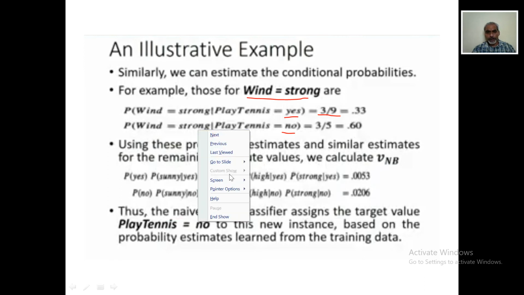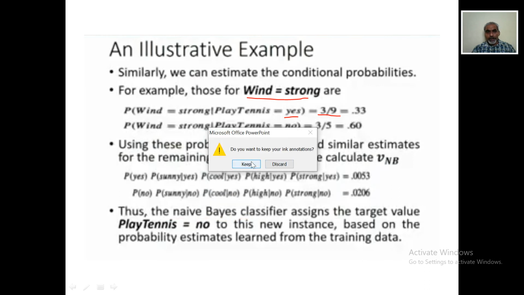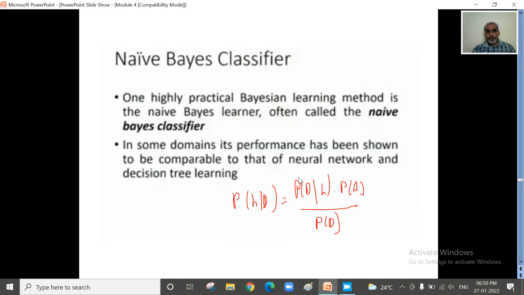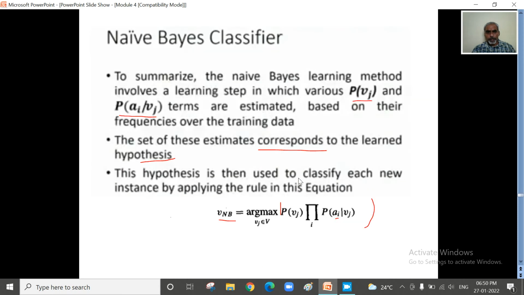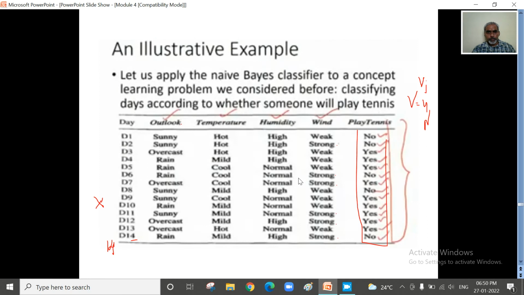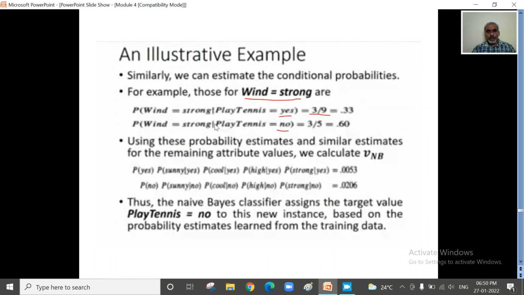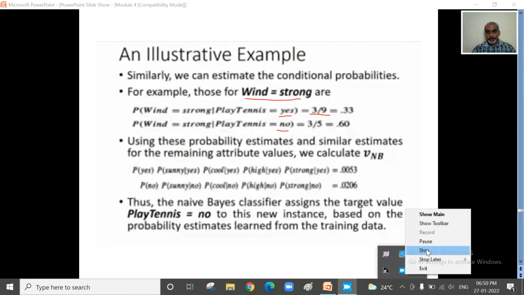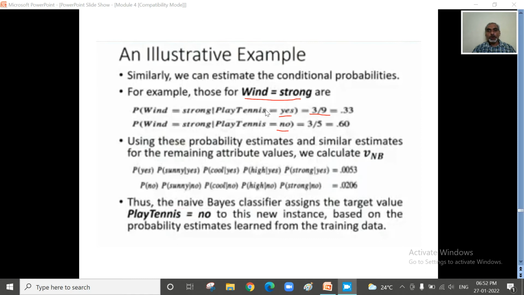So this is what we are saying. We are saying that for attribute value wind equal to strong, right? So now you see here, probability of wind equal to strong when you are going to play tennis, right? Tennis equal to yes is equal to 3 divided by 9.